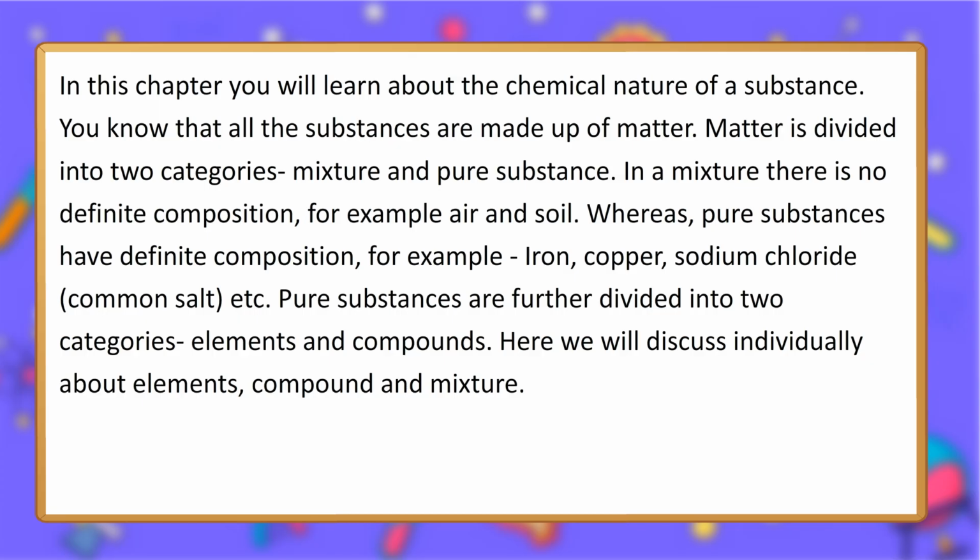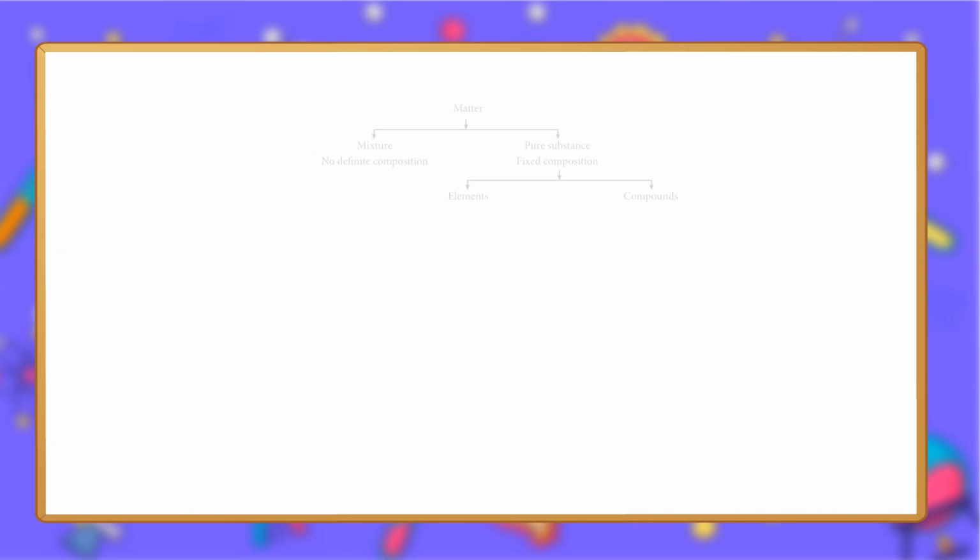You know that all the substances are made up of matter. Matter is divided into two categories: mixture and pure substance. In a mixture there is no definite composition, for example air and soil. Whereas pure substances have definite composition, for example iron, copper, sodium chloride, common salt, etc. Pure substances are further divided into two categories: elements and compounds. Here we will discuss individually about elements, compounds and mixtures.